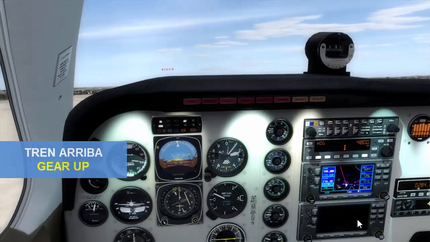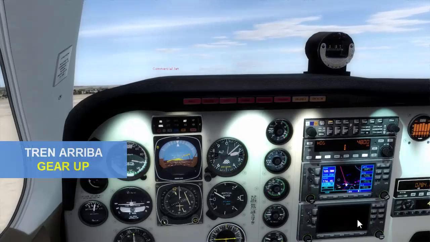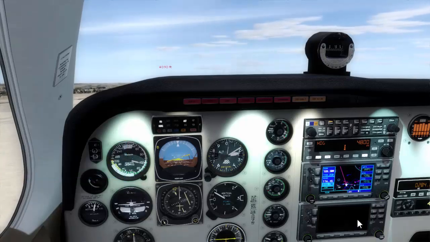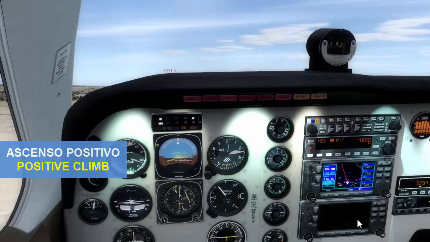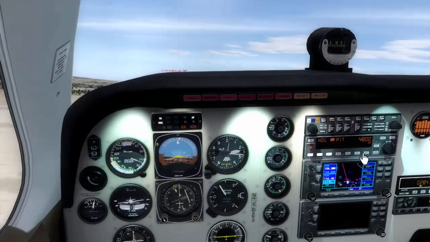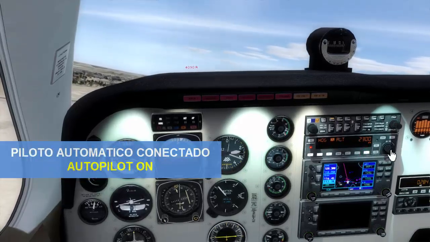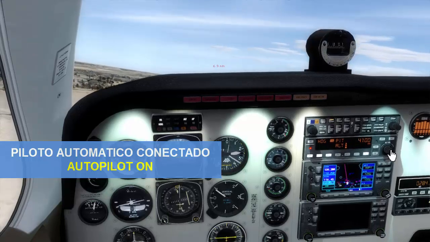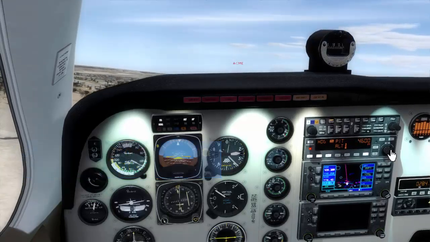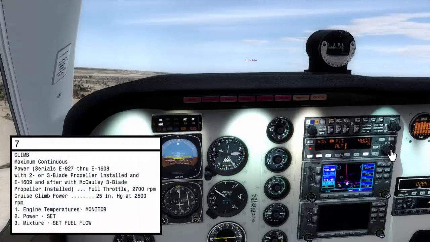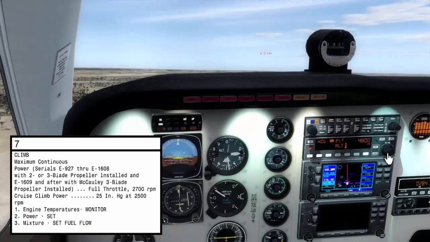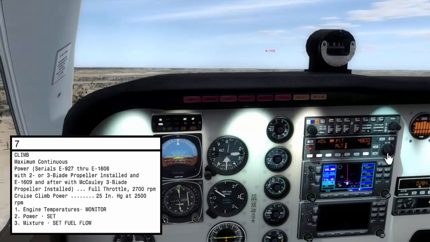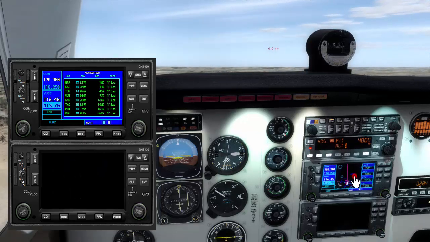Okay, it's very natural. So gear up, we don't need the gear anymore because it would also compromise our speed. We have a positive climb, that is, we are flying. And right now we will press the Alt button, we will activate the autopilot, but remember that when you activate the Alt button, you will need to reprogram the altitude. So we put 4,800 feet.